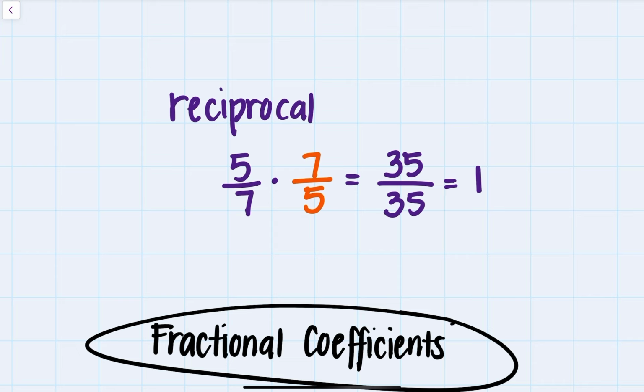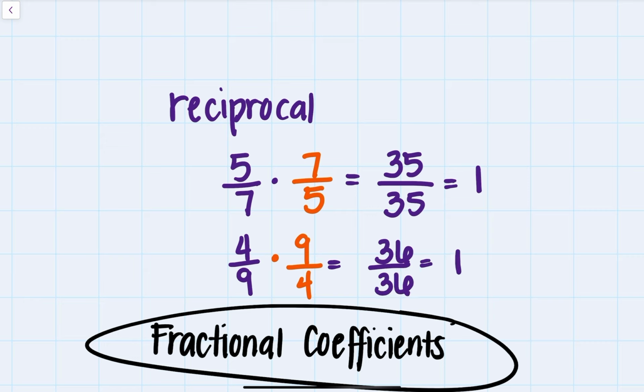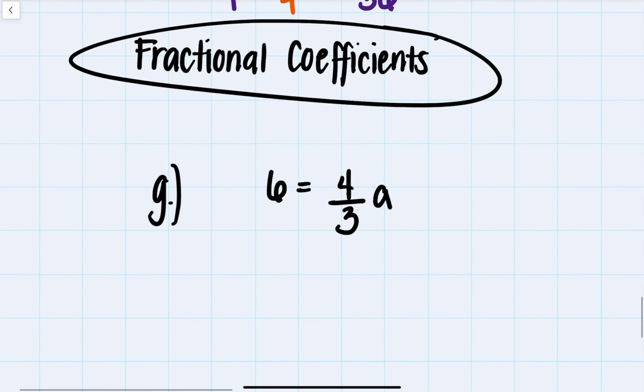Let's try that with another example. Let's say it's 4/9. The reciprocal of 4/9 is going to be 9/4. Once again, we're multiplying the fraction out. 4 times 9 would give us 36, and 9 times 4 would also give me 36. Once again, a number divided by itself is going to give us a 1. So let's go ahead and practice this now with an example.